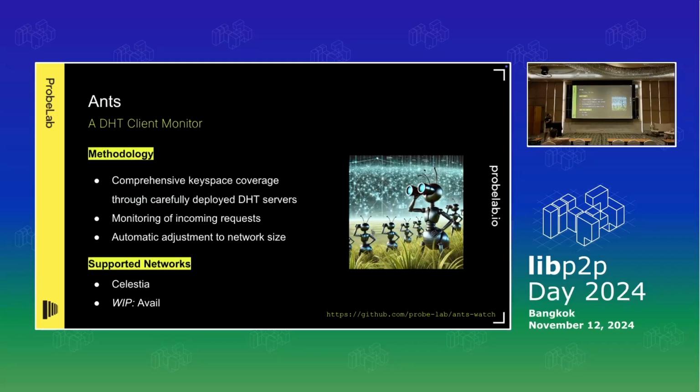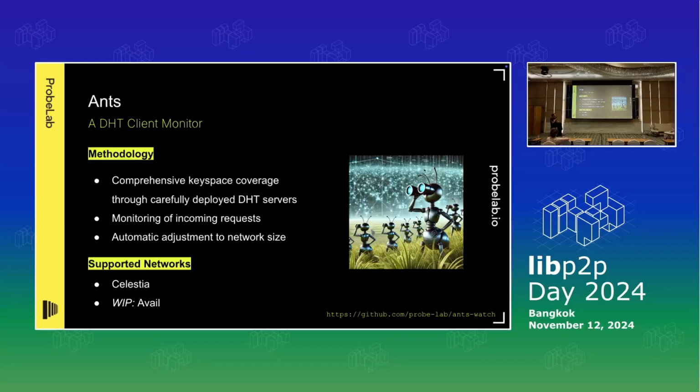One of the latest additions to our toolset is ANTS, which is the other side of the equation. Nebula measures the DHT server peers, so everyone that's publicly reachable on the network. And ANTS, which is built by my dear colleague Guy, measures the DHT clients in a network. It does this by covering the DHT key space very comprehensively and deploying DHT servers in certain locations in this key space, and then monitoring all the incoming requests that are made from DHT clients. We track these requests, and at the end we can tell that within 24 hours we saw X number of clients interacting with the network.